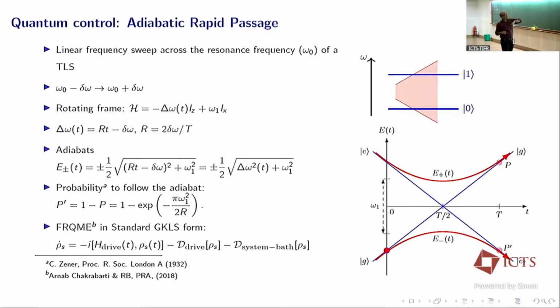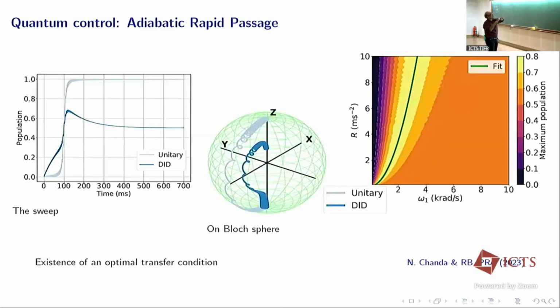We are looking at this problem from the point of view of a quantum master equation. What we are trying to do is simulate it, and this is the unitary behavior. So this is the excited state population. Initially, there was no population in the excited state, and then as you sweep, this gray line shows you the particles going to the final state.